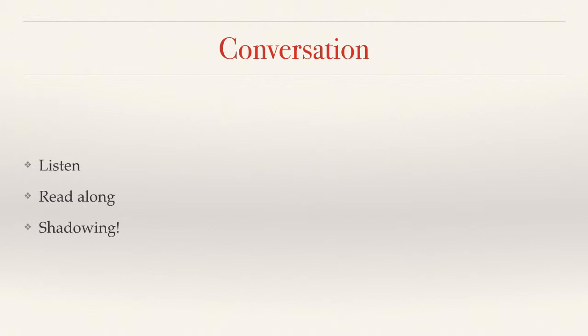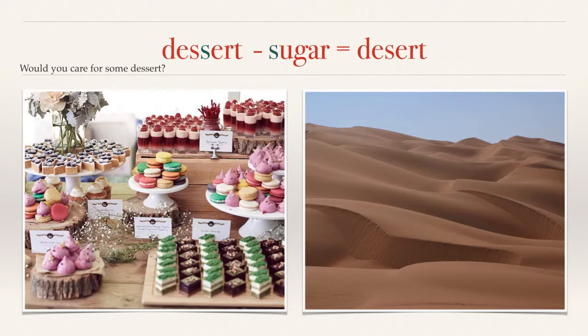Well done. Now let's go to the next slide. Here we can see the word dessert. We can see that dessert is spelled D-E-S-S-E-R-T. And if I take away 1 S from the word dessert, it becomes the word desert. So, dessert minus sugar equals desert. 甜点减掉糖变成沙漠. Isn't that fun?